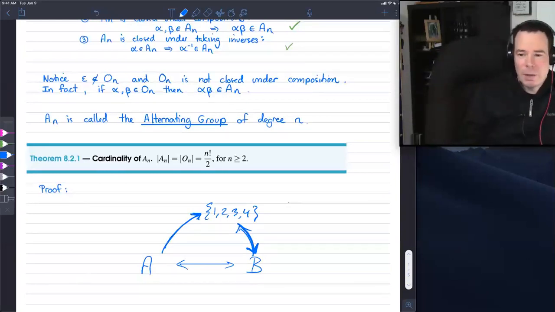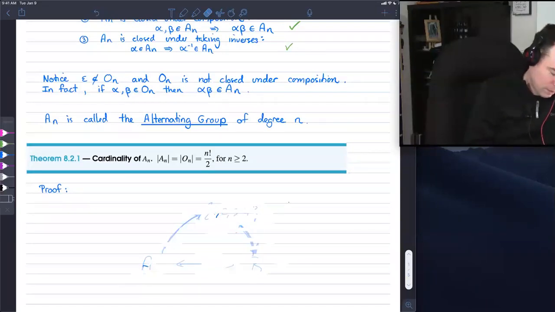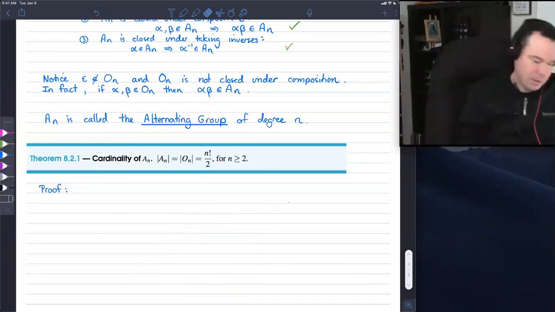And that's this powerful idea that you can establish a correspondence by just coming up with a function that maps elements of A to elements of B and does it in a one-to-one and onto way. So let's do that here. I want to show that AN and ON have the same size. Yeah, exactly. In some sense, what we're doing is an isomorphism.